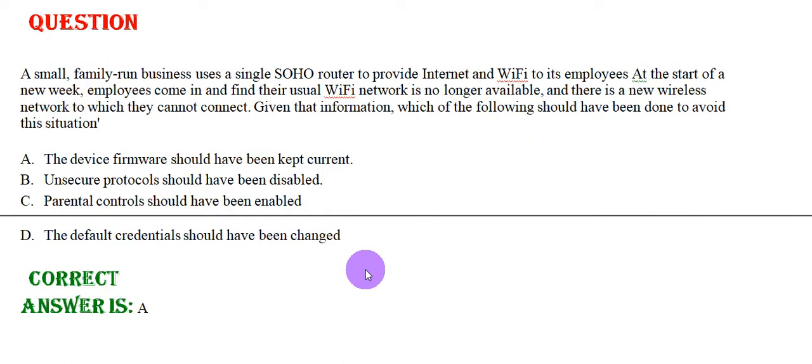A small family-run business uses a single SOHO router to provide internet and Wi-Fi to all its employees. At the start of the new week, the employees come in and find their usual Wi-Fi network is no longer available and there is a new wireless network to which they cannot connect. Given that information, which of the following should have been done to avoid this situation? Option A, device firmware should have been kept current. Option B, unsecure protocols should have been disabled. Option C, parental control should have been enabled. And option D, the default credentials should have been changed. Correct answer is option A.